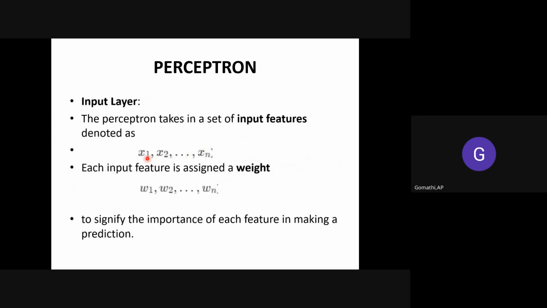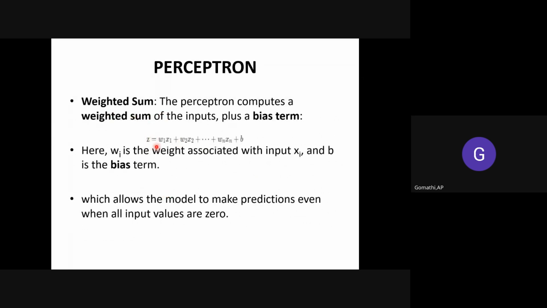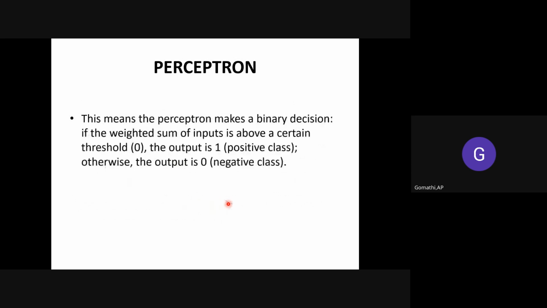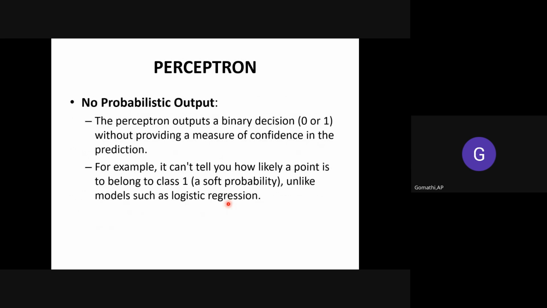The input layer will be denoted as x1, x2, and the weights of the input features will be denoted as w1, w2. From that, we can calculate the weighted sum, which will be denoted as z. The weighted sum is calculated as the multiplication of inputs and weights, summed up. After adding these, we can add the bias term. So these are the important components used in the perceptron. The activation function is also known as the threshold function or step function. The output of the activation function may be 1 or 0 based on the value. Then the limitations of the perceptron are also very important.